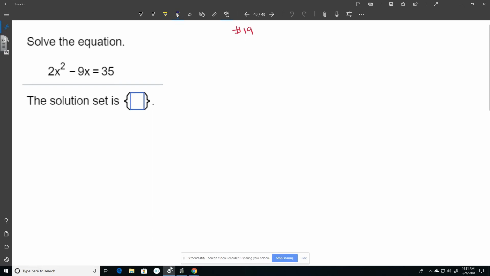19. Solve the equation 2x squared minus 9x equals 35. Notice it doesn't tell you how to solve it. You can solve it however you want. But first, we've got to put it in standard form. So I have to minus 35, minus 35. So this becomes 2x squared minus 9x minus 35 equals 0.